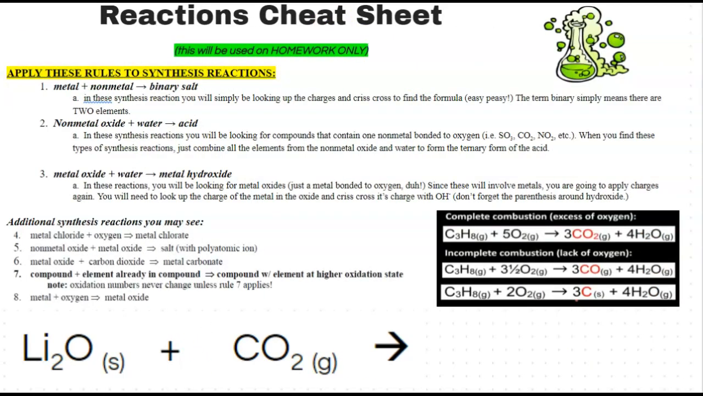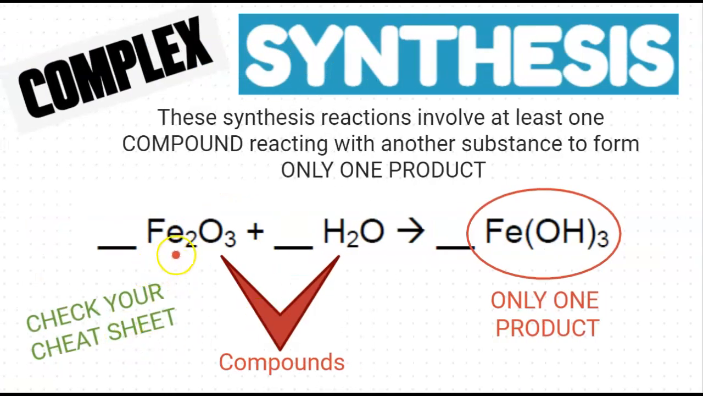When I look at my cheat sheet, I'm going to go back and forth. I've got iron oxide. Iron is a metal, so this is an example of a metal oxide. And then this is obviously water.